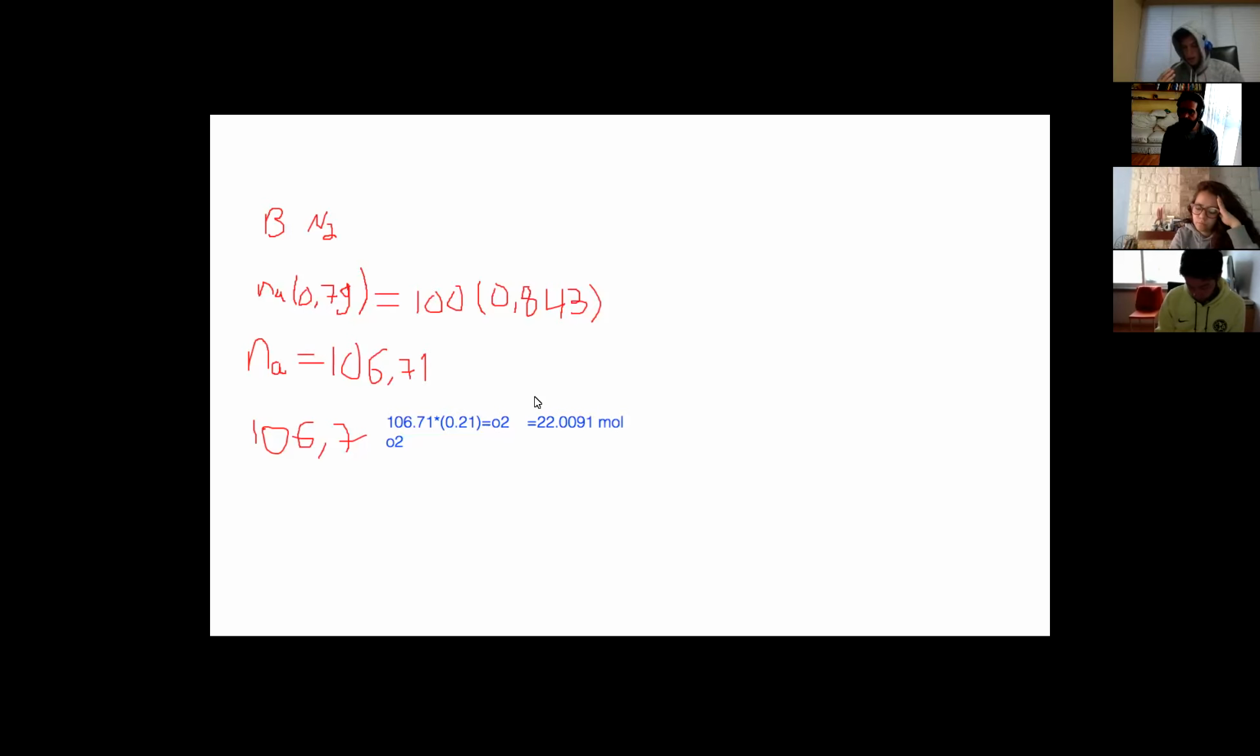Y eso ya nos da la cantidad de moles. Ok, gracias, profe. Entonces lo mismo hacen después para las 3 especies atómicas: hacen balance de carbono, hacen balance de oxígeno, hacen balance de hidrógeno, ¿no? Sí, ok, gracias, profe.